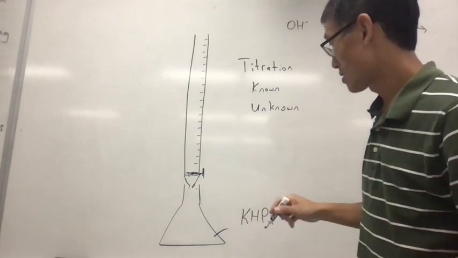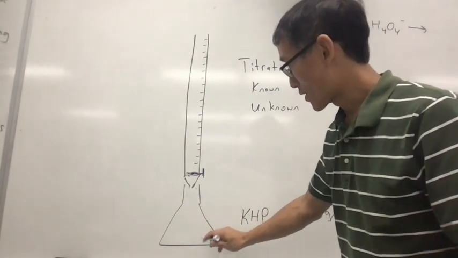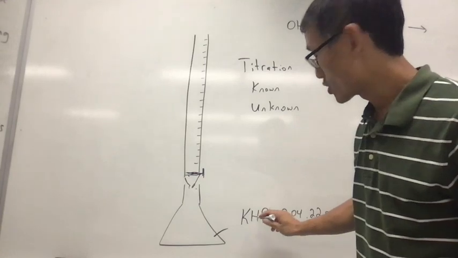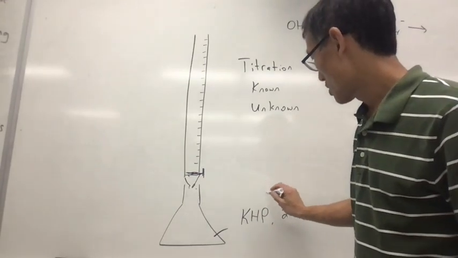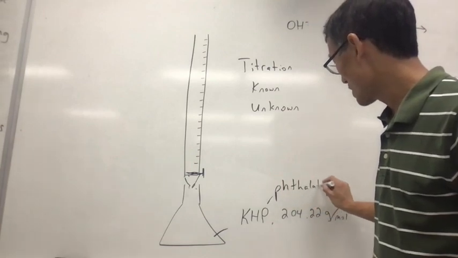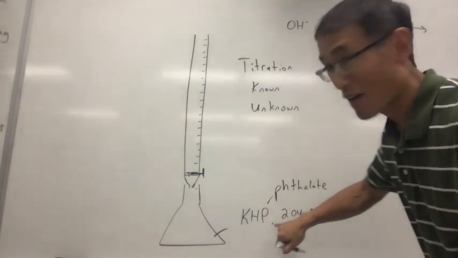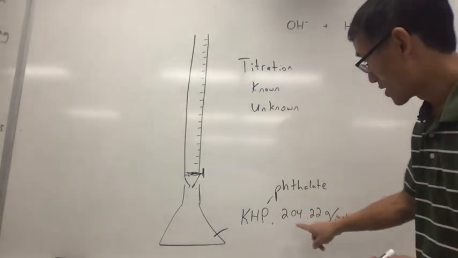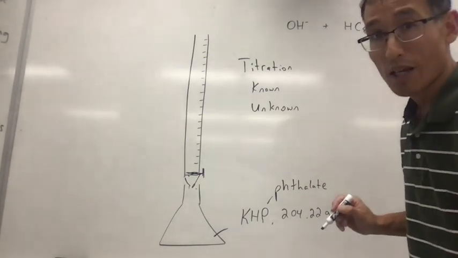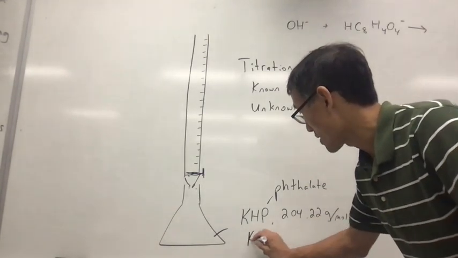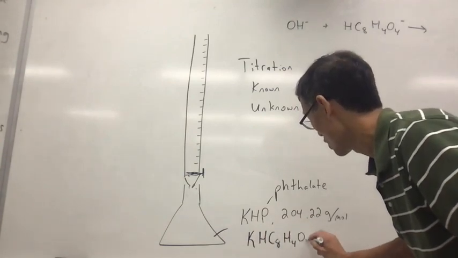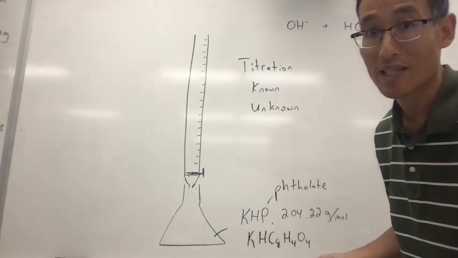So in our case, we measured this thing here called KHP. KHP is potassium hydrogen phthalate. So this is phthalate, PHTHALATE. It's not phosphorus. And the molar mass for this is 204.22 grams per mole. The formula is KHC8H4O4. Okay, so that's the full formula for potassium hydrogen phthalate.